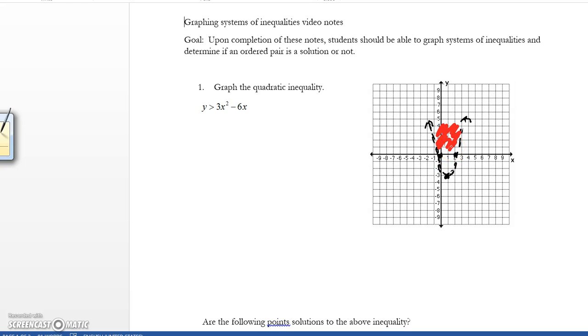Now, when I test 1, 0, I'm literally plugging into the inequality and seeing if it's true or false. So 0 for y, and then is that greater than 3 times 1 is 3, and then minus 6 times 1 is 6. Is it true or false? 0 greater than negative 3. Well, 0 is greater than negative 3. So since this is true, then I would shade from my graph in the direction of the true point that I chose. So I would definitely still have shaded in the correct direction.